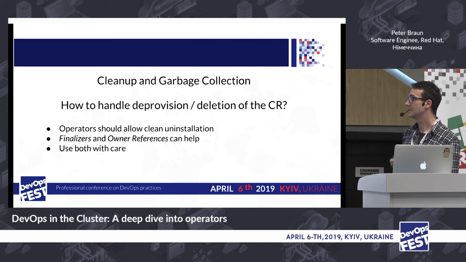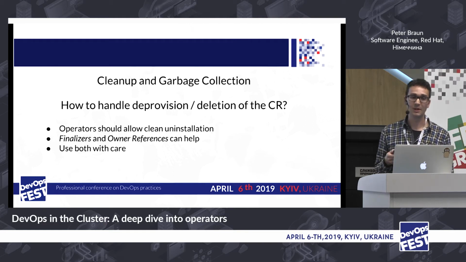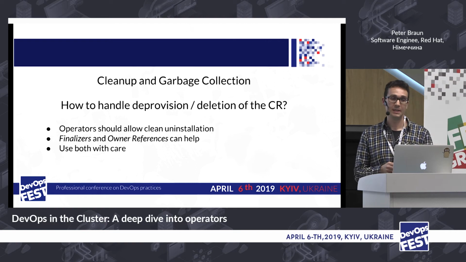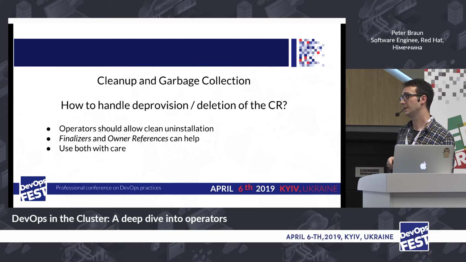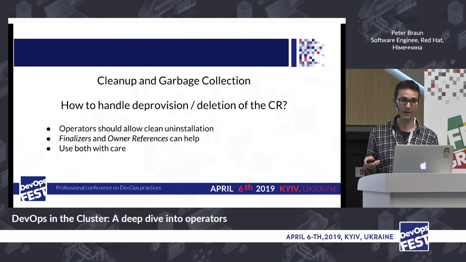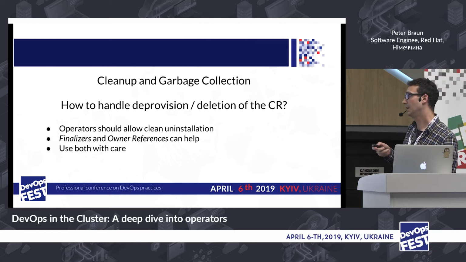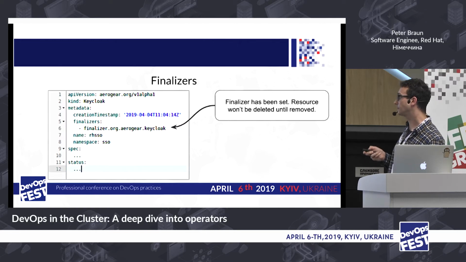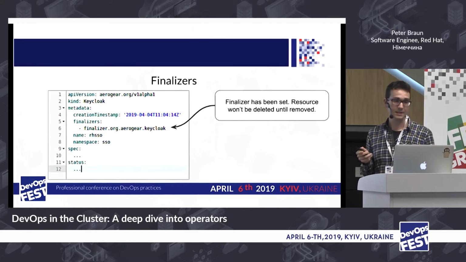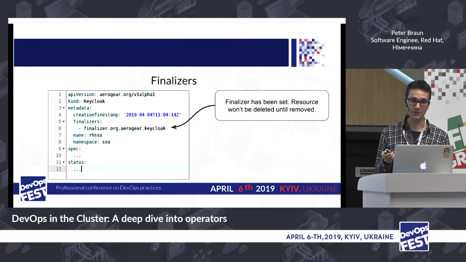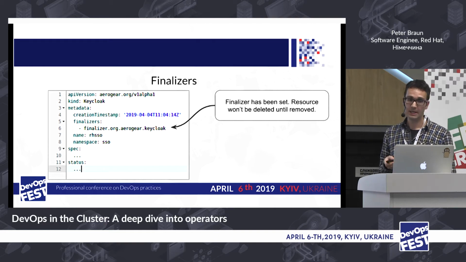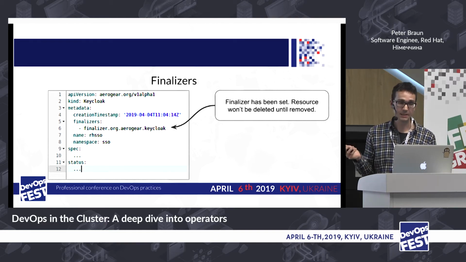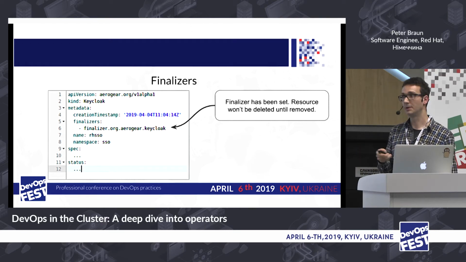Another important aspect is deprovisioning. So your operator should allow to uninstall the service gracefully. Two facilities can help you there. One is finalizers and the other is owner references, but you should use both of them with care. Let's define both or explore both of them. So a finalizer is a property in the metadata section of a resource. There can be multiple finalizers for a given resource. And if the finalizer is set, Kubernetes won't be able to delete that resource until all finalizers are removed.